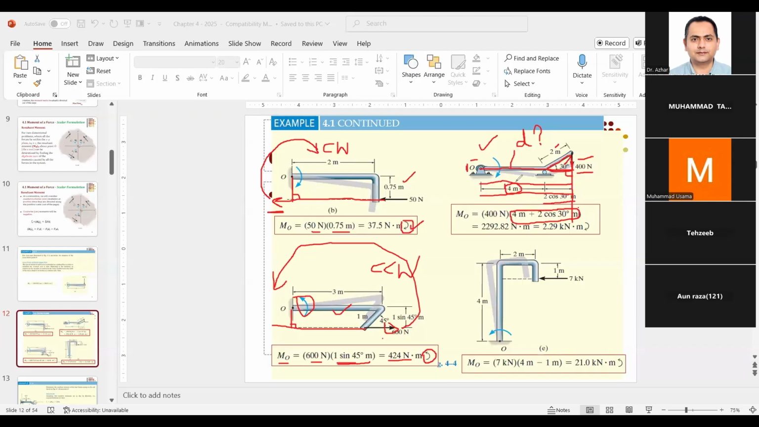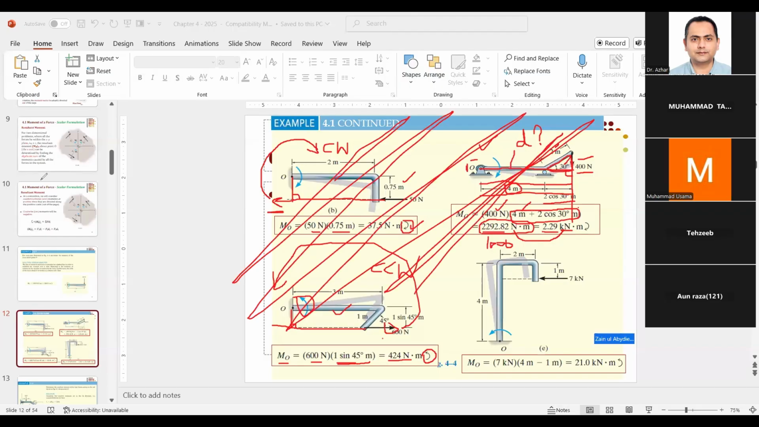So the basic formula again we shall apply: the force into the perpendicular distance, or the moment arm, and it will give you the moment 2292.82 Newton meter. Okay, this is in Newton meter. You can convert this Newton into kilonewton just by dividing this number by 1000. So when you divide this by 1000, it will get converted from Newton to kilonewton. And when you do that, you will get 2.29 kilonewton meter.